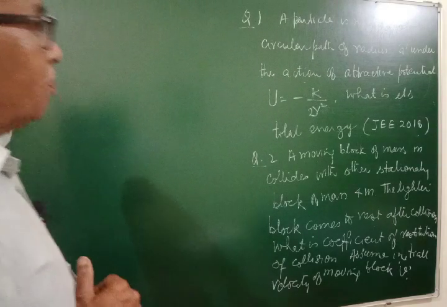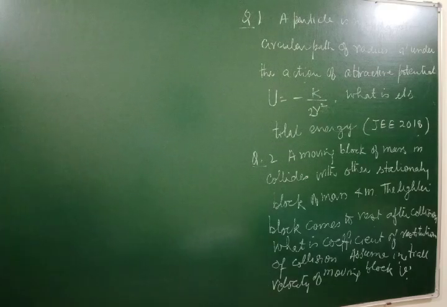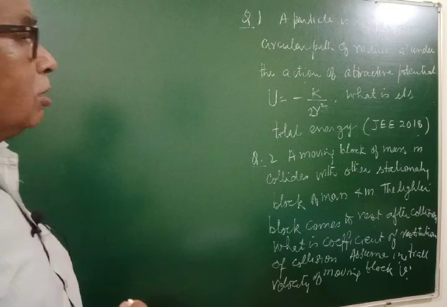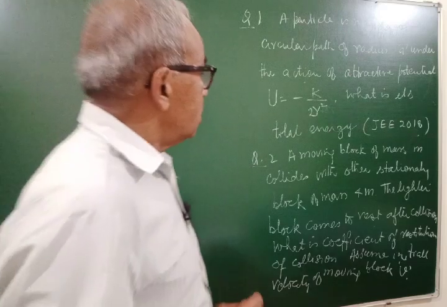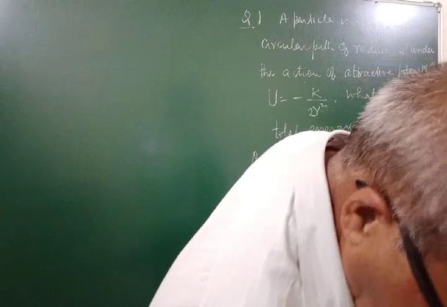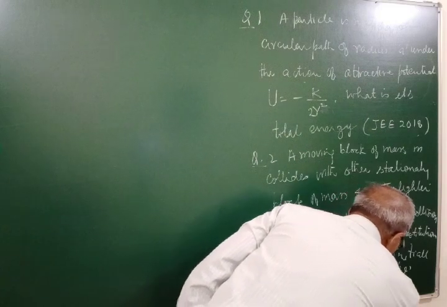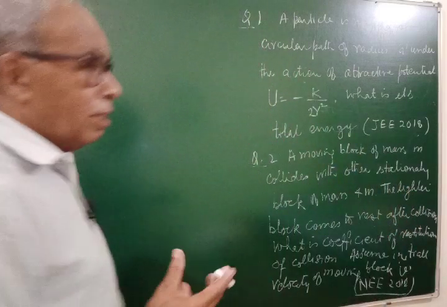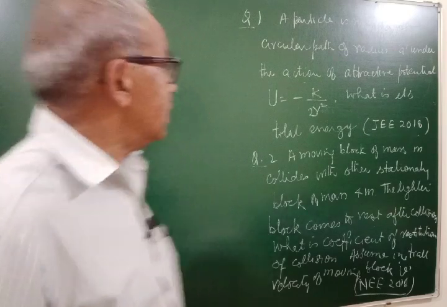The first question is: a particle is moving on a circular path of radius A under the attractive potential U equal to minus K upon 2R square. What is its total energy? This question has been asked in JEE 2018. The second question again is from NEET 2018. Little effort, more effort is required for this purpose.